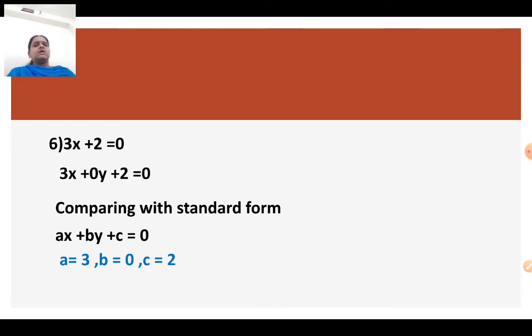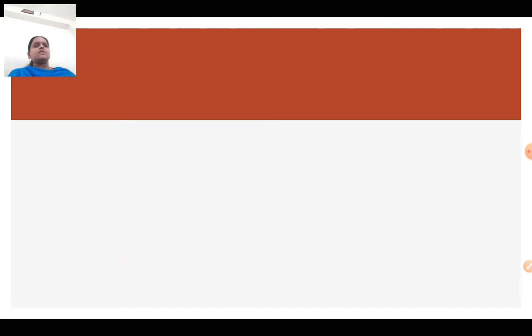Okay, can we continue with the next sum? Yes, we will start with the 7th one. The 7th sum is given as y minus 2 equal to 0. Which term is missing over here? Correct, the x term is missing, the first term. So we will take the coefficient as 0 and write 0x. The next step is 0x plus y minus 2 equal to 0. Now just guess your next steps.